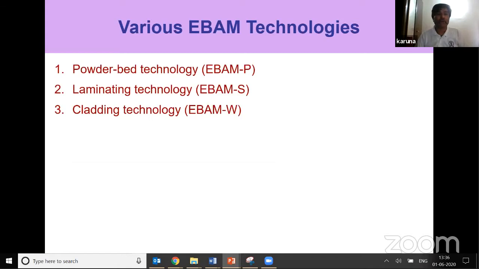Now, there are three approaches for electron beam additive manufacturing. Any 3D printing or additive manufacturing is a layer by layer manufacturing process. But how the layer is created, there are many ways, depending on the material form, whether you are dealing with plastic, metallic powder, or metallic wire. The methods are different. In the case of electron beam, we see two popular types, and a middle one also comes, but the middle one doesn't exist. So one is a powder bed approach, second is a laminating approach, and the third is a cladding approach. The first and third exist as commercial processes. The second doesn't exist today. I'll quickly go through these three methods.